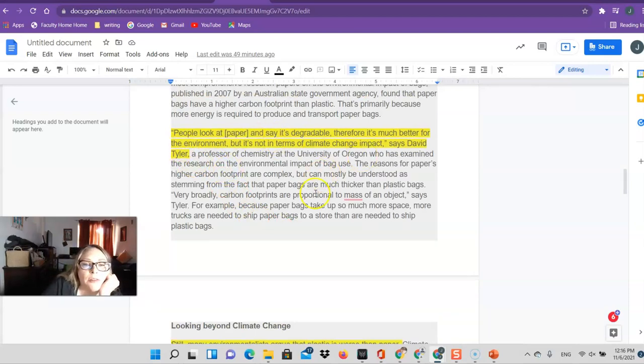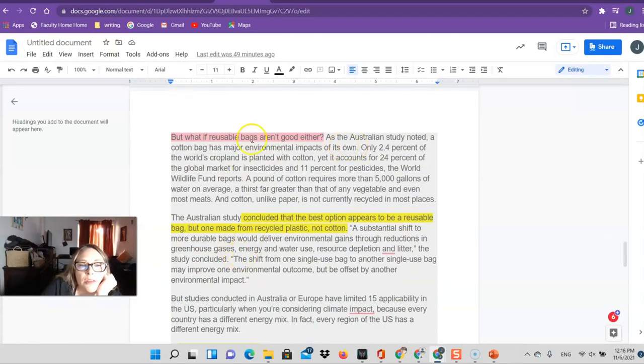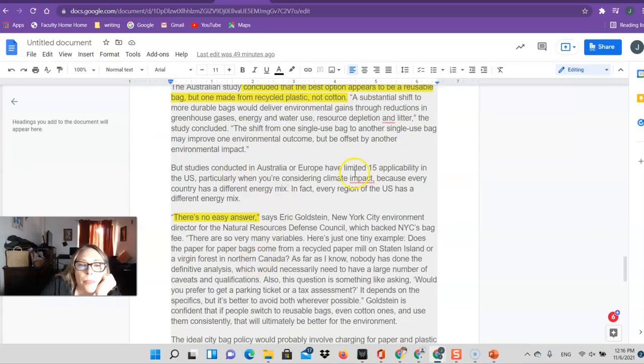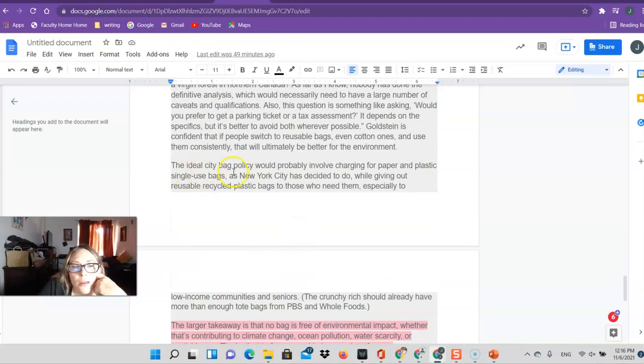People look at paper and say it's degradable, therefore it's much better for the environment. No. Okay, so it's complicated. This is really more his they say. What if they're not good either? As in Australia, there's no easy answer, he says. He just says the paper for paper bags comes from recycled mill. The ideal city bag policy would probably involve charging for paper and plastic single-use bags, as New York City has decided to do, while giving out reusable, recycled plastic bags. So this is his they say.